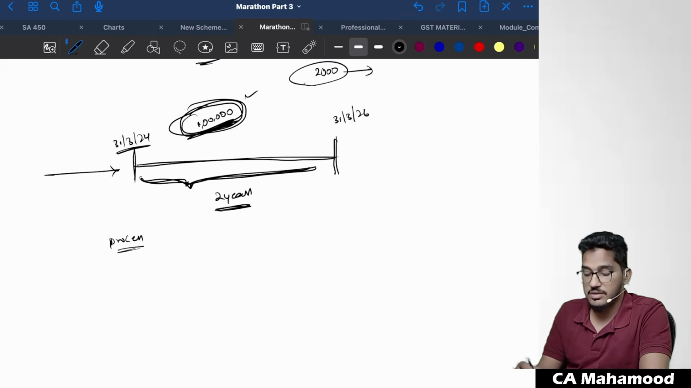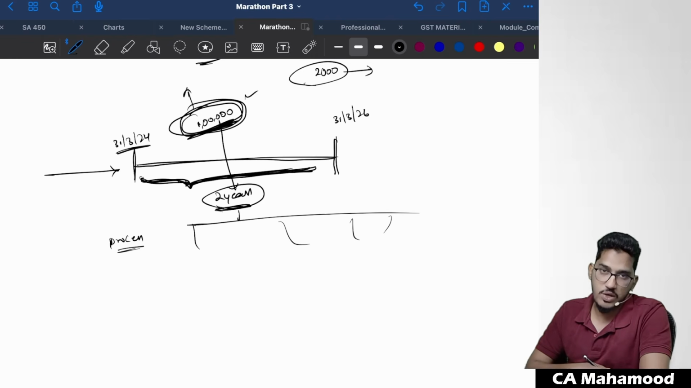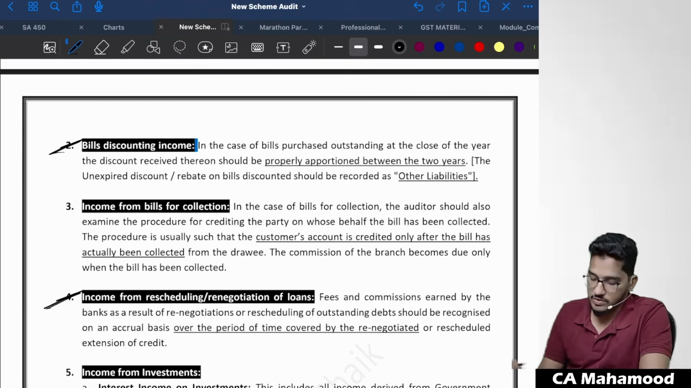How to recognize this? Can I recognize all at once? No. The Banking Regulation Act says you have to recognize this rescheduling income over the period of that rescheduled term. For how many years has the loan been rescheduled? For 2 years. This entire 1 lakh rupees of income should be recognized over the period of these 2 years, not all at once. Clear? So this is what they say there.